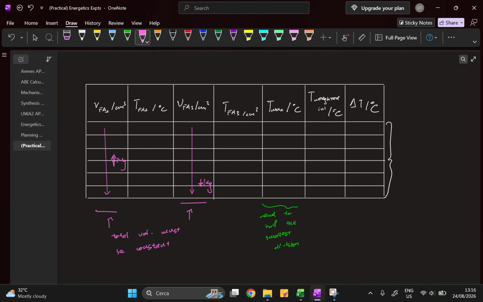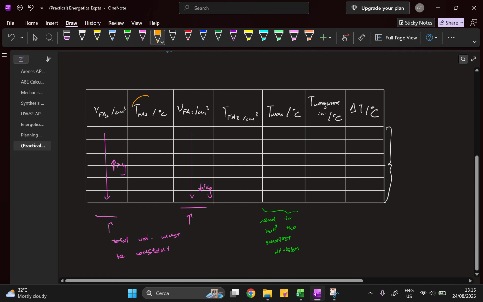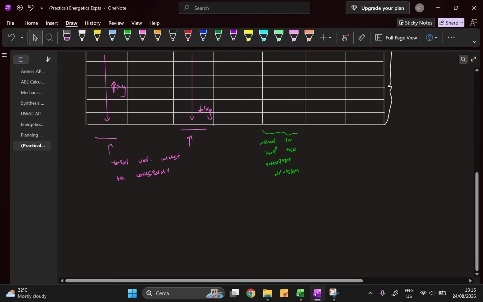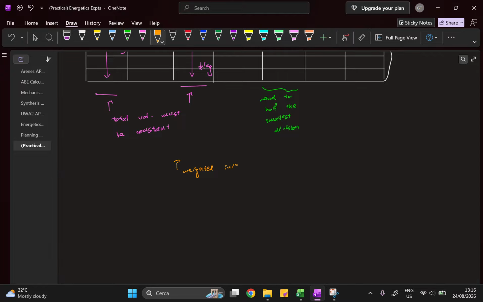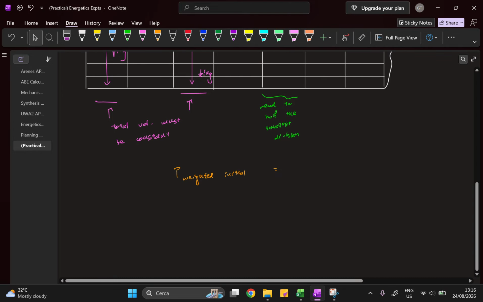Okay, and then now these 3 columns, I want to talk about a bit more. When you calculate the weighted initial temperature, this is needed because you are adding together 2 aqueous solutions. They may have different temperatures at first. Now, usually by right, if you are conducting all your experiments on the same day in the same room, the temperature won't fluctuate too much.